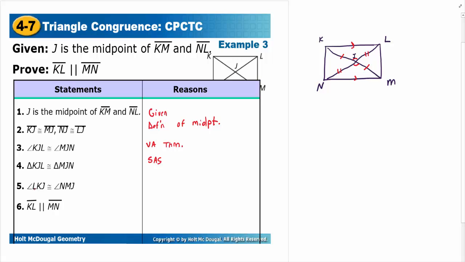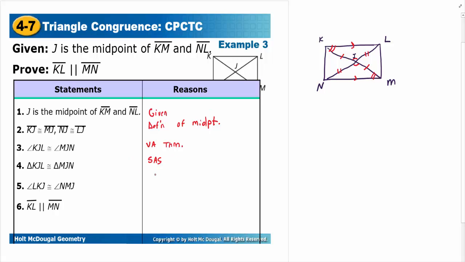It looks like they're doing LKJ, that's this angle right here, and NMJ, this angle right here. So you're using that to say those two are congruent. Again, remember, these triangles are flipped. See how one dash is on the right here, one dash is on the left here, so these are corresponding parts because the triangle's been flipped.